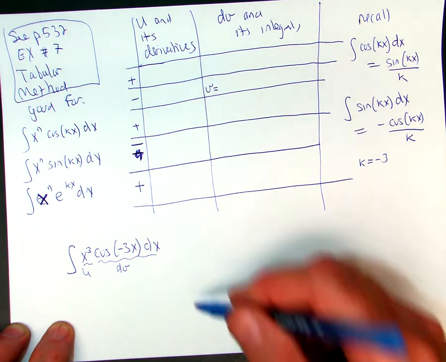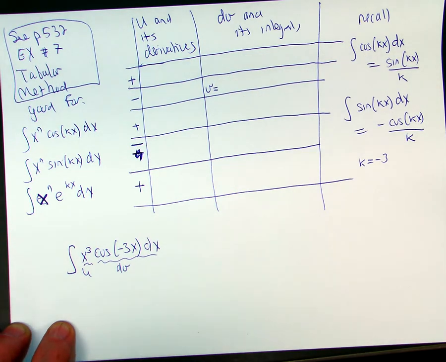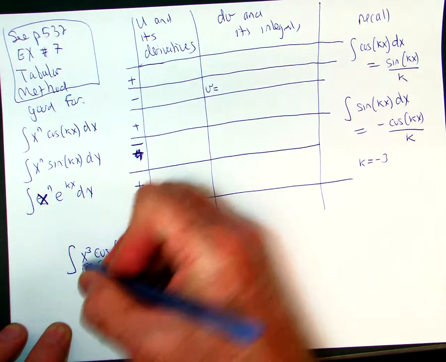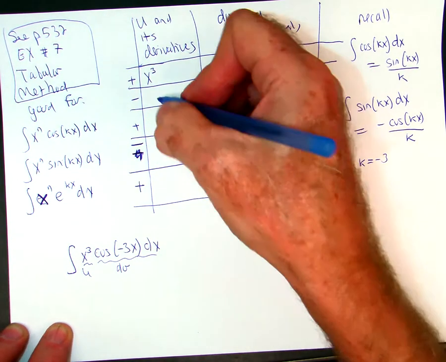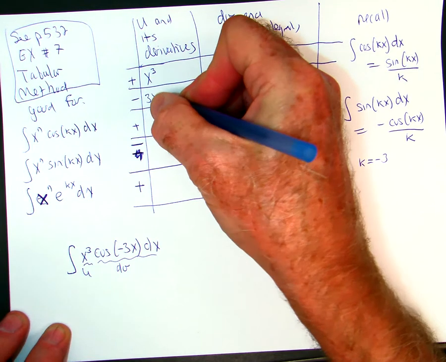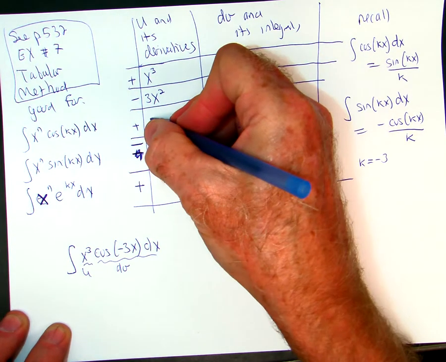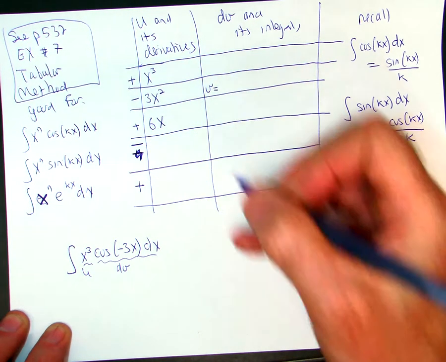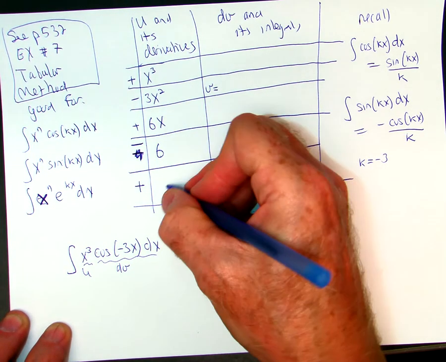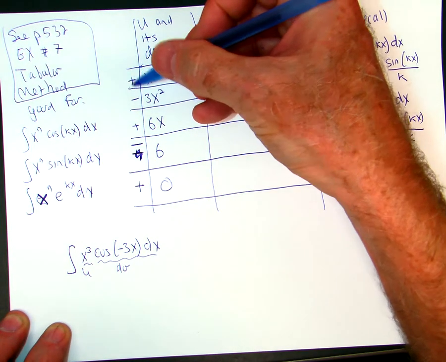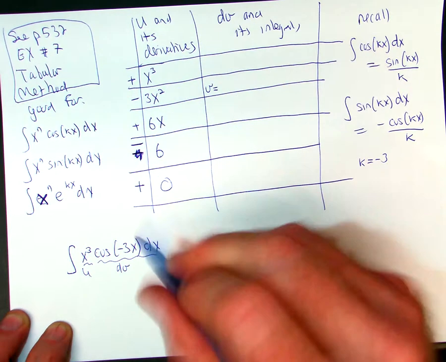So this method is a way to accomplish the same thing algorithmically, in other words, without having to think about it too much. So here's my u, x cubed. And then I'm going to keep taking its derivatives until I get to 0. First derivative, 3x squared. Second derivative, 6x. Next derivative, 6. Derivative of 6 is 0. And notice how I alternated plus, minus, plus, minus. I'll show you why that is later.